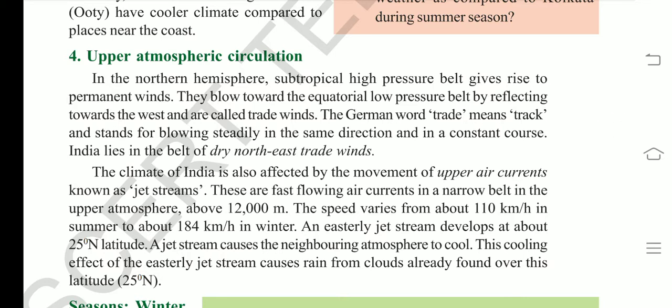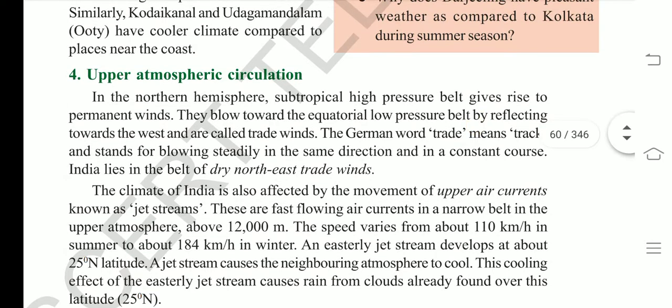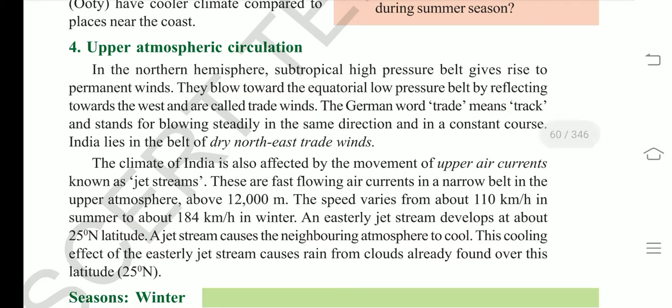So here we see that trade winds blow from the subtropical high pressure belts to the equatorial low pressure belt, deflecting towards west because of the Coriolis effect. The winds bend towards west, right? And they blow throughout the year in a particular direction. They do not change their direction. Understand? As they do not change their direction, we call them trade.